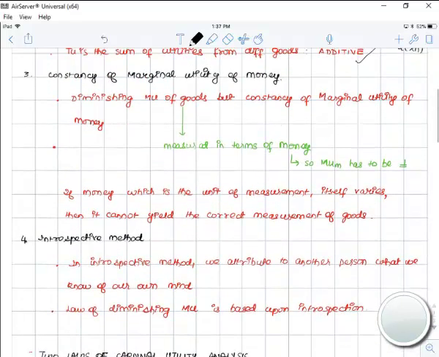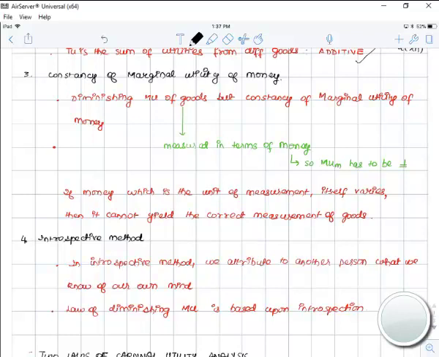Then another assumption is the introspective method. See, how is it that you have thought about the marginal utilities? How is it that you have thought that utility will keep on falling as you consume more and more of a good? See, all of this has come from the introspective method.